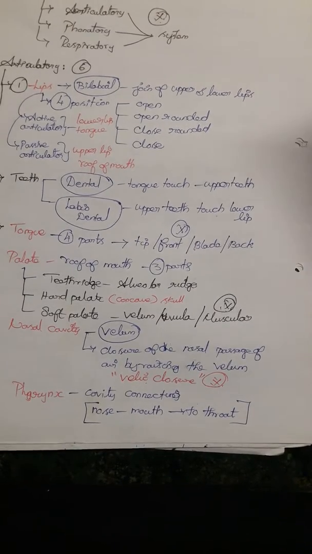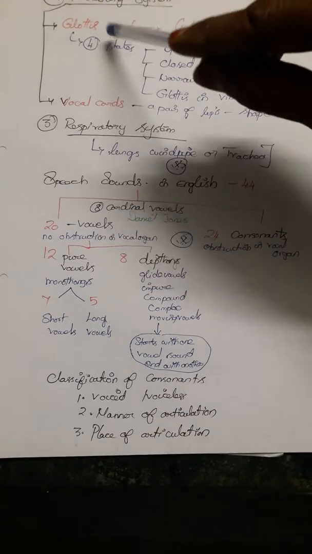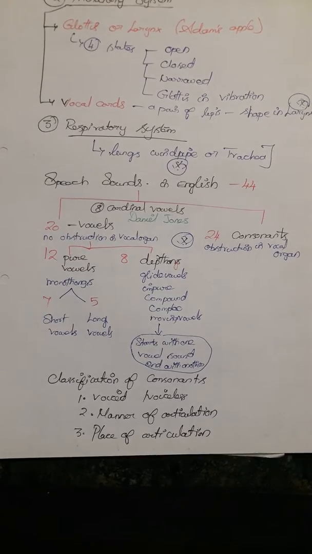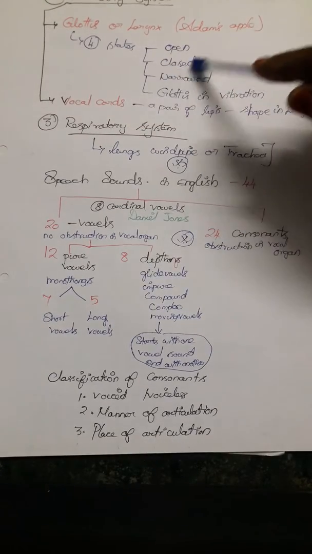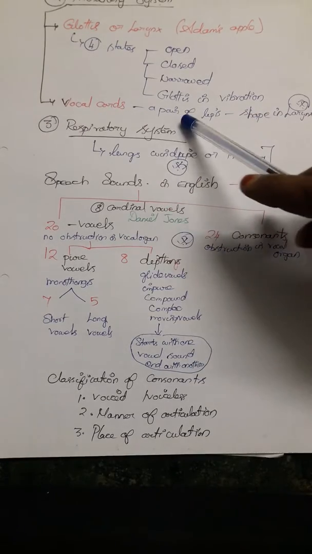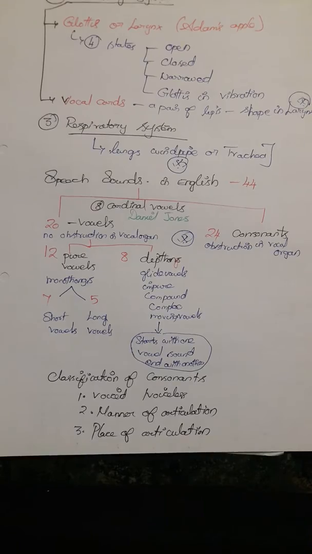And moving on to the phonatory system. The phonatory system is composed of the glottis and larynx. It is also known as the Adam's apple, our throat position. It has four states: open, rounded, narrow, and the glottis in vibration. And the vocal cords, a pair of lip-like structures, are called the vocal cords.